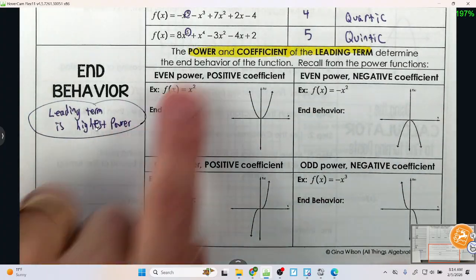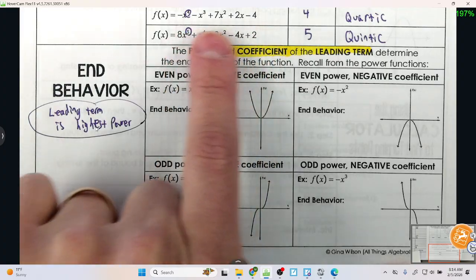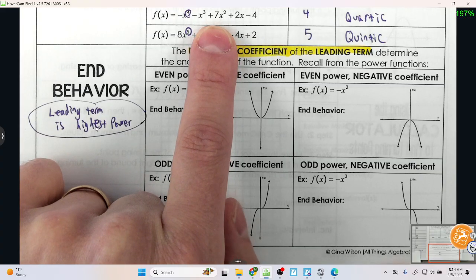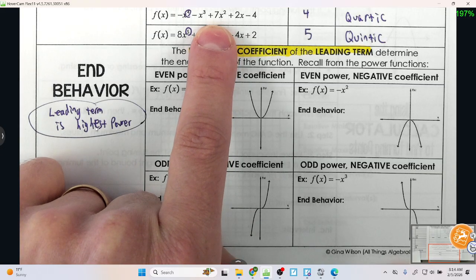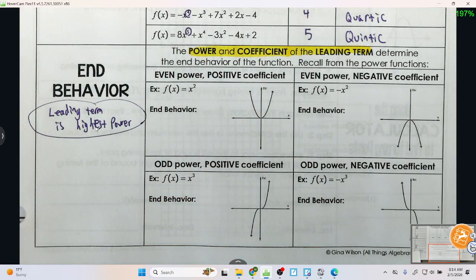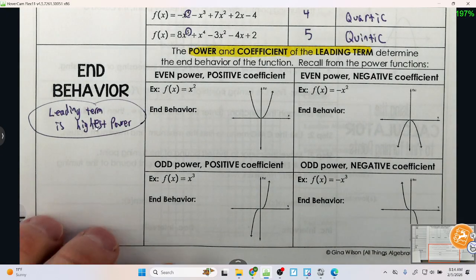It doesn't matter if it's written in the wrong order. Like this could be written in the wrong order. The leading term is the highest exponent. Do you get that? Because I'm going to try to trick you, as you know. Okay. So it's not leading if it's written in the wrong order. That's all. Okay, so you look for the highest exponent.